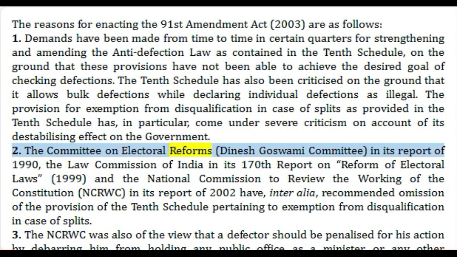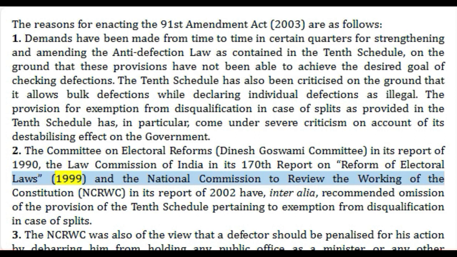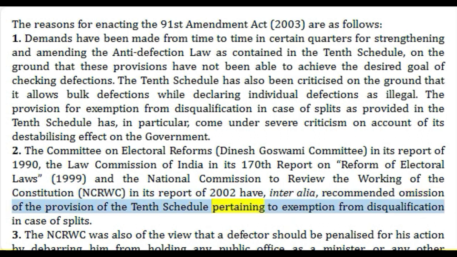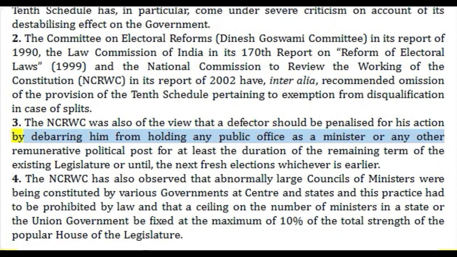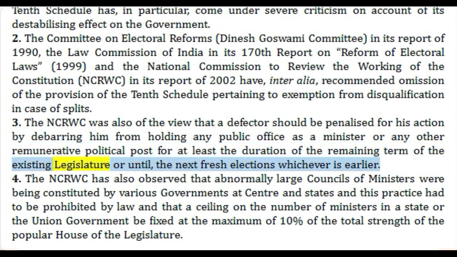2. The Committee on Electoral Reforms (Dinesh Goswami Committee) in its report of 1990, the Law Commission of India in its 170th Report on Reform of Electoral Laws, 1999, and the National Commission to Review the Working of the Constitution (NCRWC) in its report of 2002 have, inter alia, recommended omission of the provision of the 10th Schedule pertaining to exemption from disqualification in case of splits. 3. The NCRWC was also of the view that a defector should be penalized for his action by debarring him from holding any public office as a minister or any other remunerative political post for at least the duration of the remaining term of the existing legislature or until the next fresh elections, whichever is earlier.